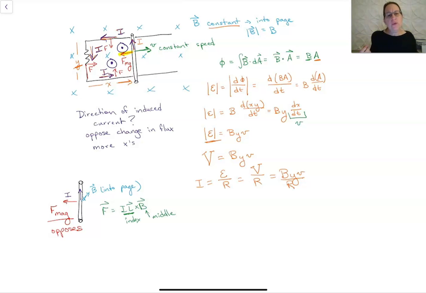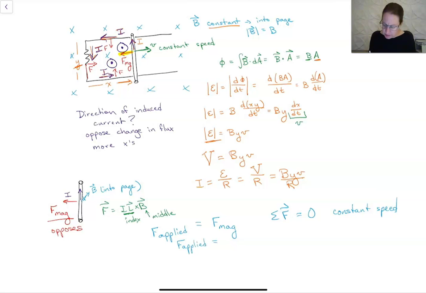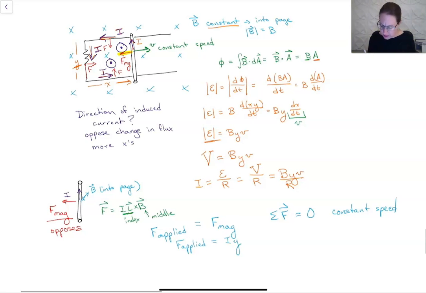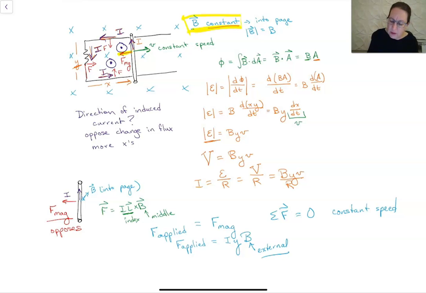So in order to have this move at a constant speed, we have to apply a force. The force applied must be equal to the magnetic force, so that we can say the sum of the forces on this bar is equal to 0 to go at a constant speed, right? And so the force that's applied is just going to be I times this length, which would be Y, times the magnetic field. And this is not the induced field, but the external magnetic field. So it's this same one that we had all the way up here, right? The same value, 2 millitesla, for example. So that's the force applied.